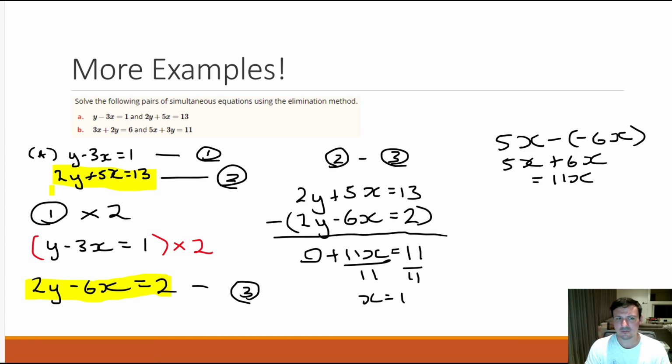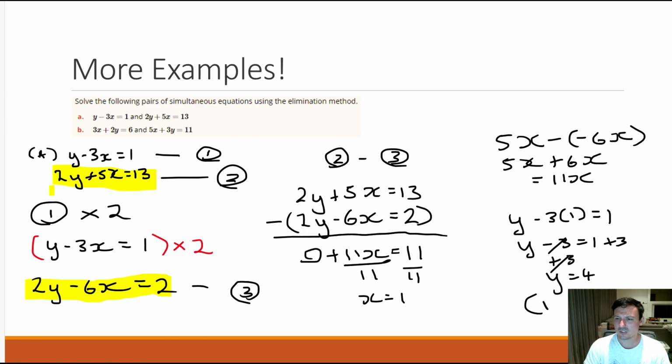So we're going to have y minus 3 bracket 1 equals 1. y minus 3 equals 1, plus 3 to both sides. So y must be 4. And my solution is (1, 4), or my intersection point.